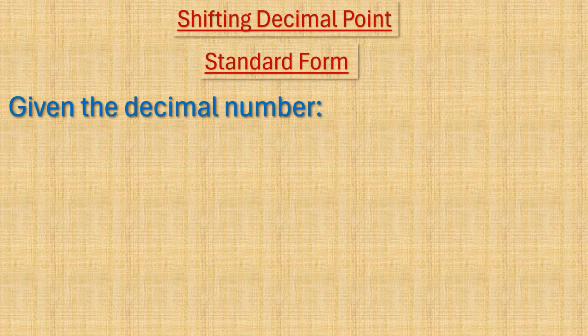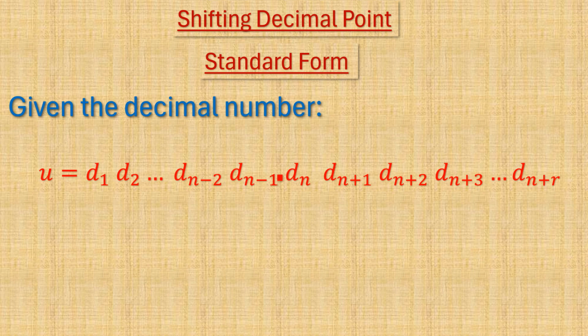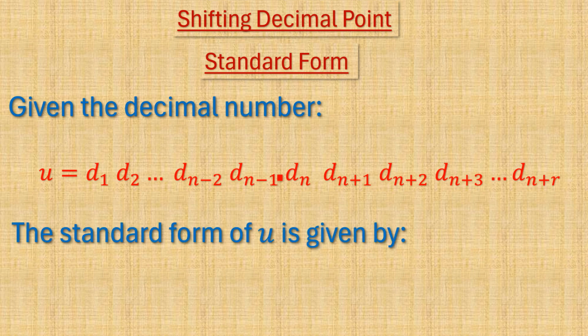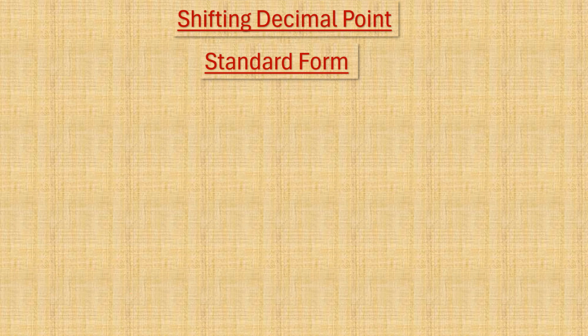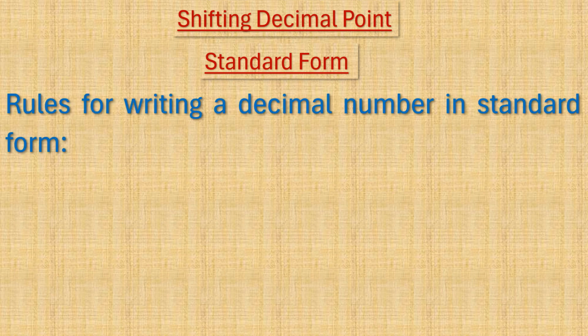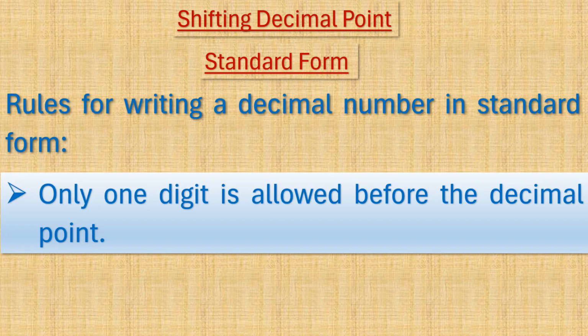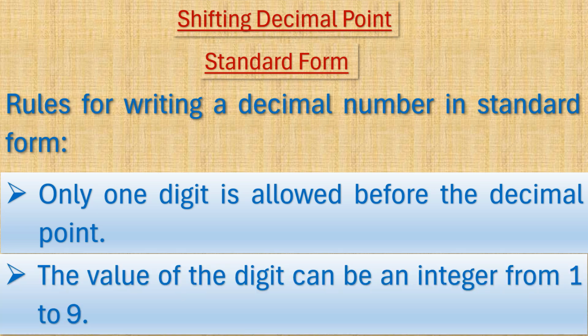Given the decimal number u, the standard form of u is given by d1.d2 times 10 raised to power m, where digit d1 is an integer from 1 to 9. Rules for writing a decimal number in standard form: only one digit is allowed before the decimal point. The value of the digit can be an integer from 1 to 9.